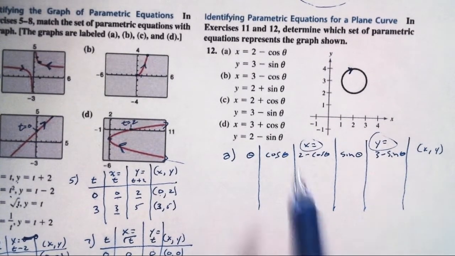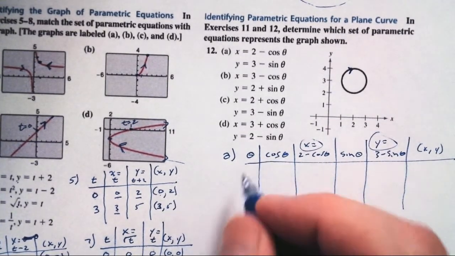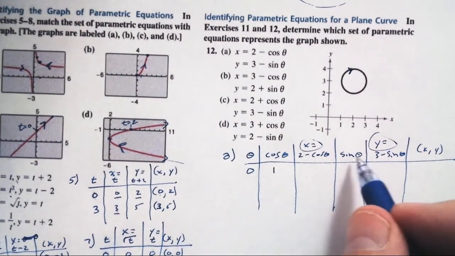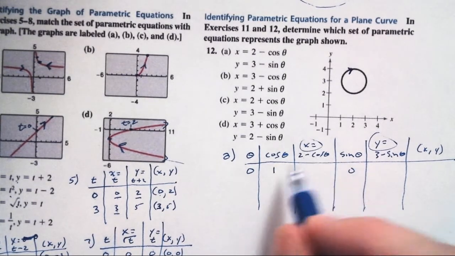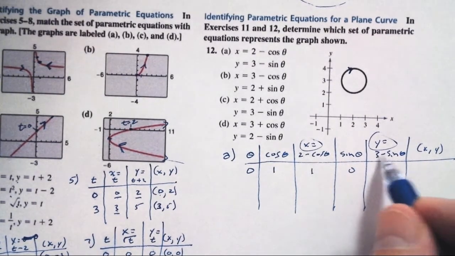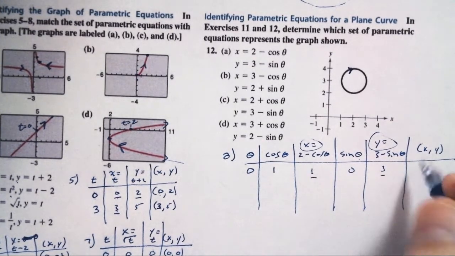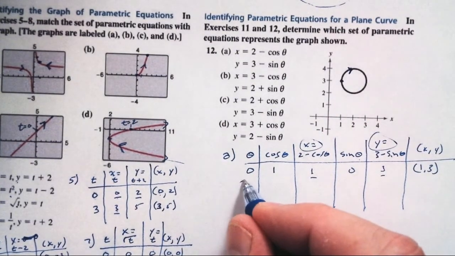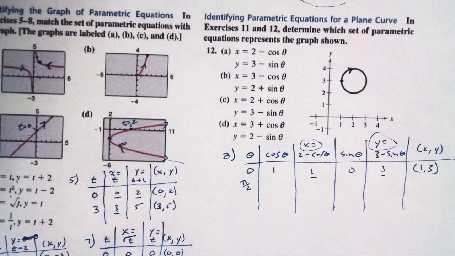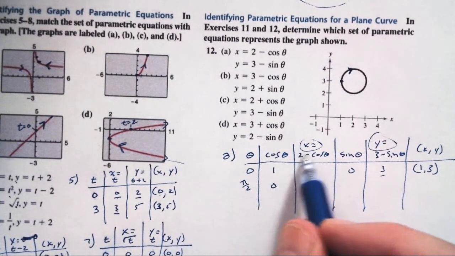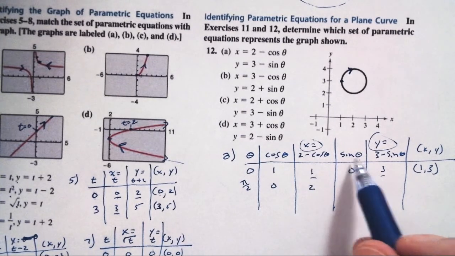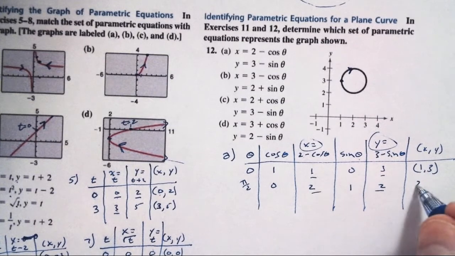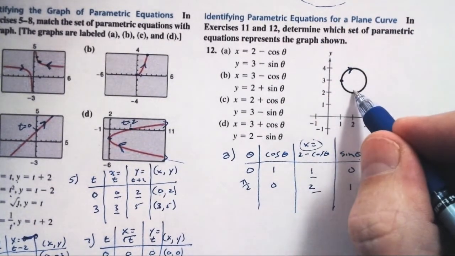Typically on these, you can get away with just using these points, quadrantals, so 0. Cosine of 0, as we all should remember, is 1. Sine of 0 is 0. 2 minus 1, 1. 3 minus 0, 3. Ordered pair 1, 3. I'm hoping it's on the circle, and it is. Let's continue. Pi on 2. We should know cosine of pi on 2 is 0. 2 minus 0, 2. Sine of pi on 2, we should know it's 1. 3 minus 1, 2. We get the ordered pair 2, 2. And I see we've got 2, 2.